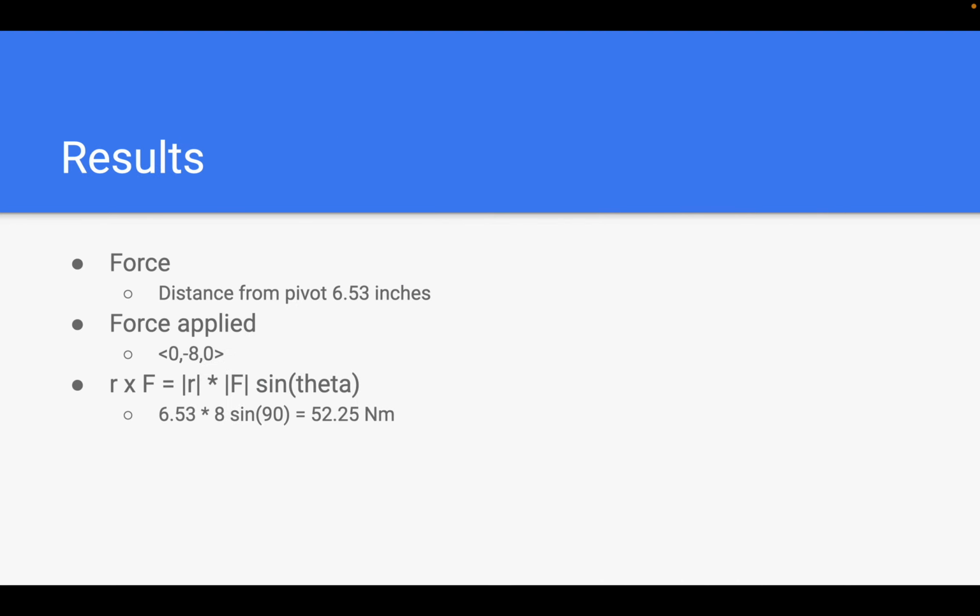Alright, so then for the results, we see that the distance from the pivot is 6.53 inches. The force applied was -8 newtons since it's going in the y direction. And then our actual torque is going to be, since it was 90 degrees when it started, we're going to use the magnitude of the distance and the magnitude of the force, and then sine of theta. So it's going to be 6.53 times 8 times sine of 90, which is going to give us 5.25 N·m.